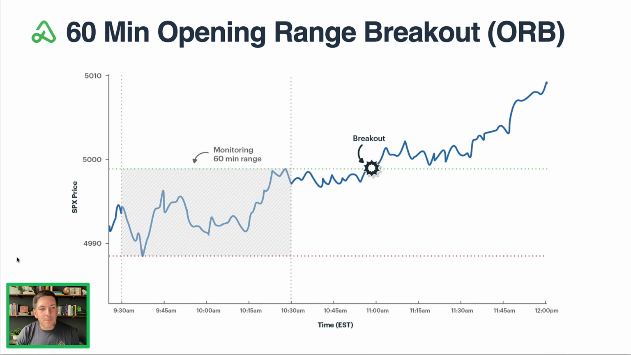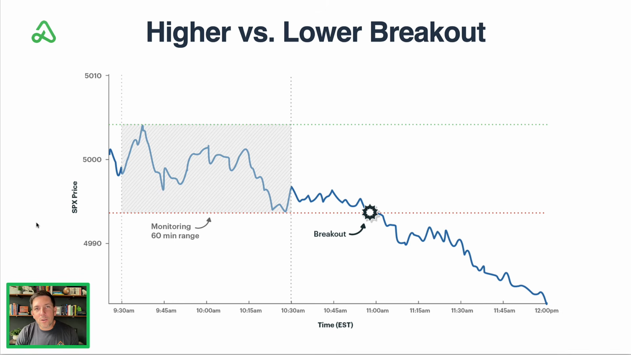Now, of course, it doesn't always have to break out higher. It can always break out lower. So you have high breakouts, you have low breakouts. Here would be an example of a low breakout using a 60-minute range.